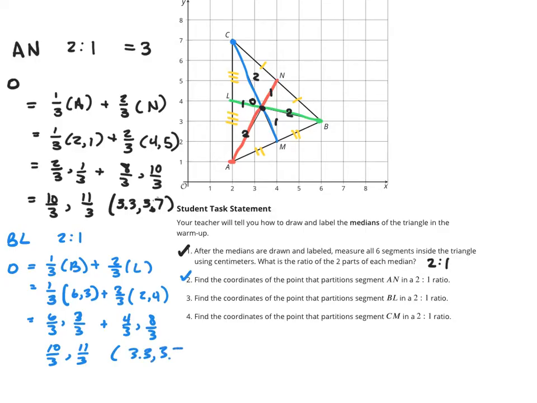which is again 3.3, 3.7. We know that point O is going to be the point that partitions your segments in a 2-to-1 ratio for each median segment, okay? So we finished 3. I don't need to finish 4. I know it's going to be the same answer. So I'm good. All right.